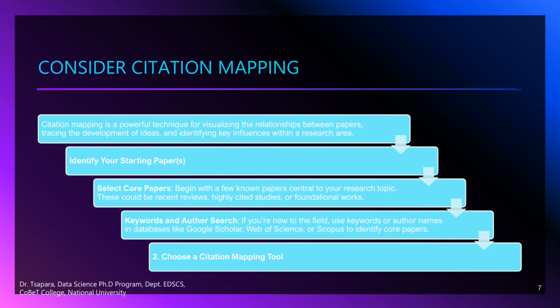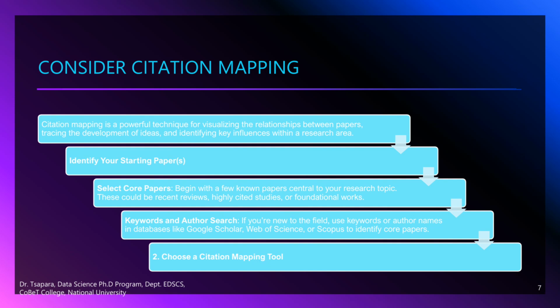If you're new to the field, try searching using keywords or author names in tools like Google Scholar, Scopus, or Web of Science. Next, select your core papers. These are your anchors for building the citation map. From there, you'll move on to the next step, choosing a citation mapping tool.